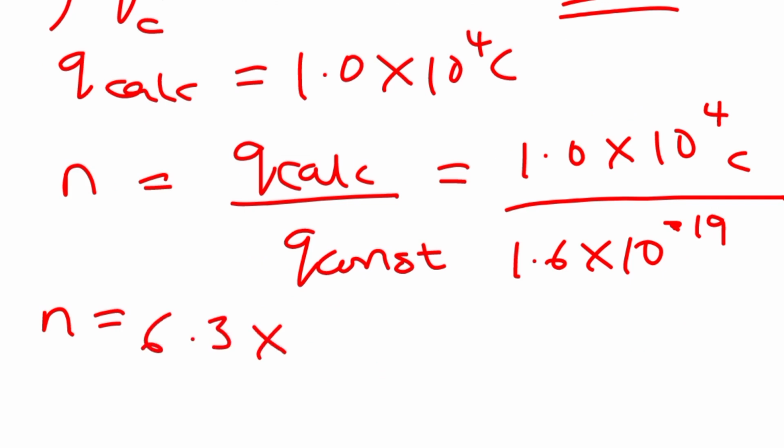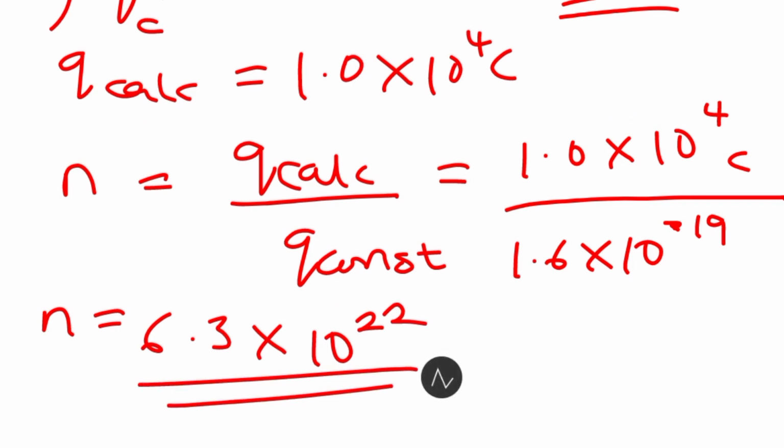Therefore, N equals 6.3 times 10 to the power of 22, meaning that the number of electrons that pass through the car tail light is 6.3 times 10 to the power of 22 in an hour, or 3600 seconds.